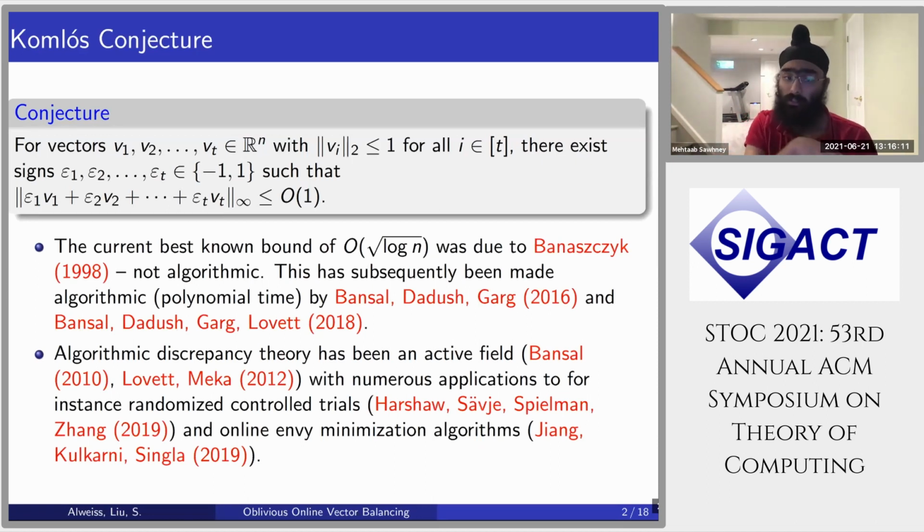However, this original work was not algorithmic, and this has been made algorithmic due to works of Bansal, Dadush, Garg, and Lovett. In general, algorithmic discrepancy theory has been an active field. In particular, there are famous works of Bansal and Lovett-Meka, which made Spencer's six standard deviations suffice result algorithmic, and there are numerous applications to, let's say, randomized controlled trials and online experiment design and minimization algorithms.